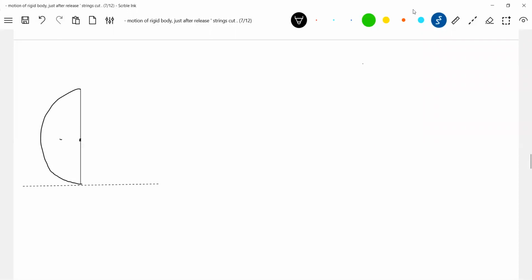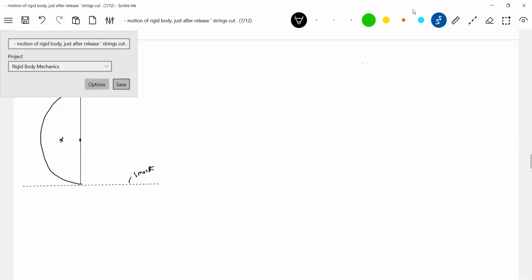This is the center of mass. Let it be smooth. Tell me what will happen to it just after release. Let's see that one body. I'll help you. How does it move? Okay, immediately what happened?